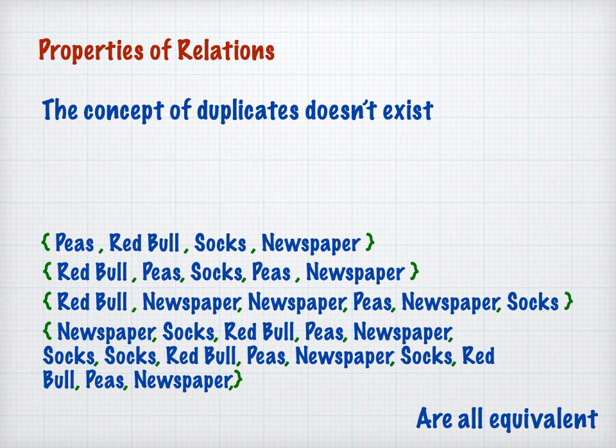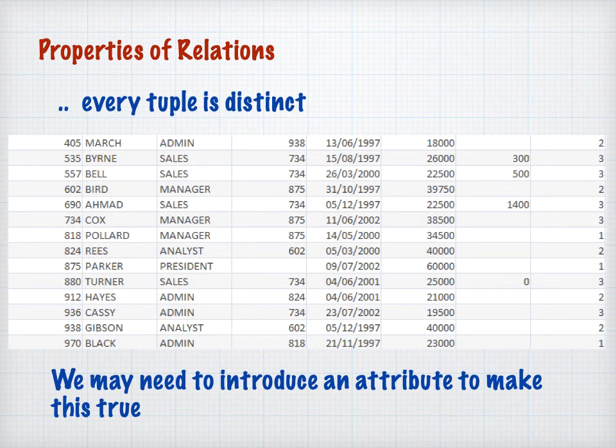One of the other properties that we have inside set theory and relations is that the notion of duplicates doesn't really occur. You could have multiple instances of an item, but these would all be the same set. Now, what does that mean when it comes to a relational or database table? Well, every row, every tuple is distinct. What that means is that every row has to be unique. To make that occur, we might have to introduce a particular column ourselves, a particular attribute. We'll talk about what that means in practice later on.